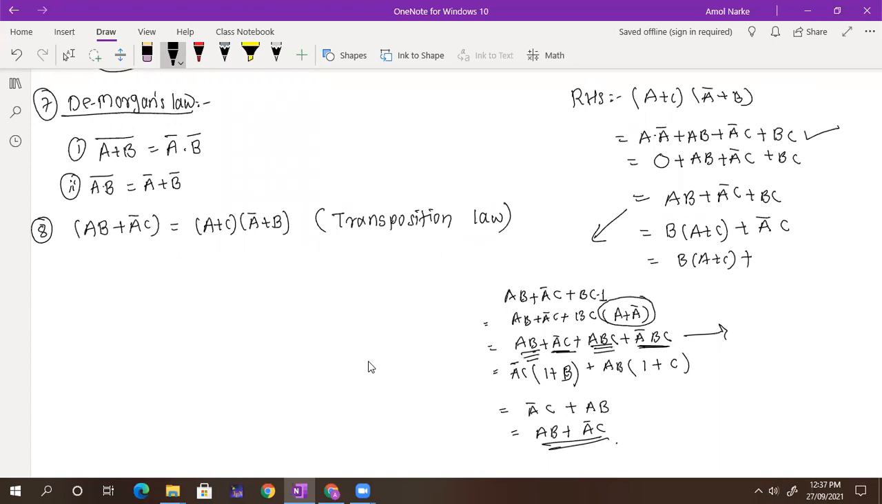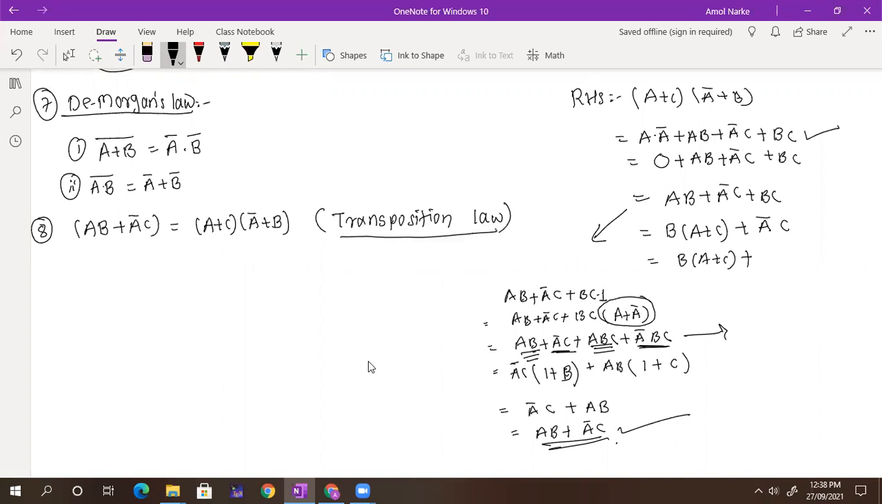I can take AB common. So here 1 and here C. So 1 plus anything is always 1, and 1 plus anything is always 1. So what am I getting? AC plus BC. That is what I'm getting: A plus B, A bar plus C. Got it? This is also called the transposition law.